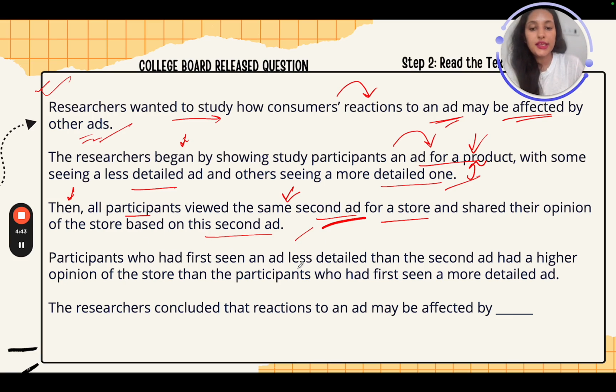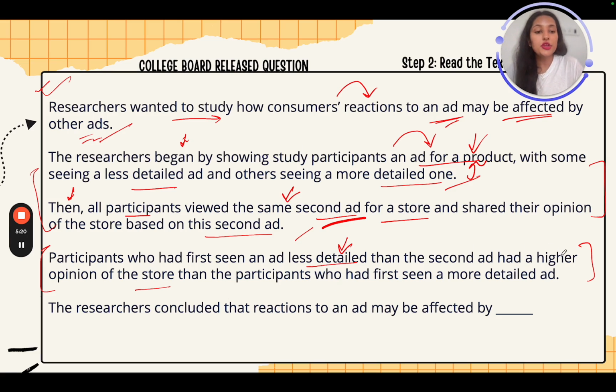"Participants who had first seen a less detailed ad." So we are connecting these two ads that they had seen, right? Now we are talking about the first group, the participants who saw the less detailed ad for the product. "Then the second ad had a higher opinion of the store than the participants who had first seen a more detailed ad." This sentence can be very confusing if you try to read it in one go. So please take pauses and try to understand what they are saying. We're talking about two things over here, right? We're talking about two groups. The first group, the one who saw the less detailed ad, right?